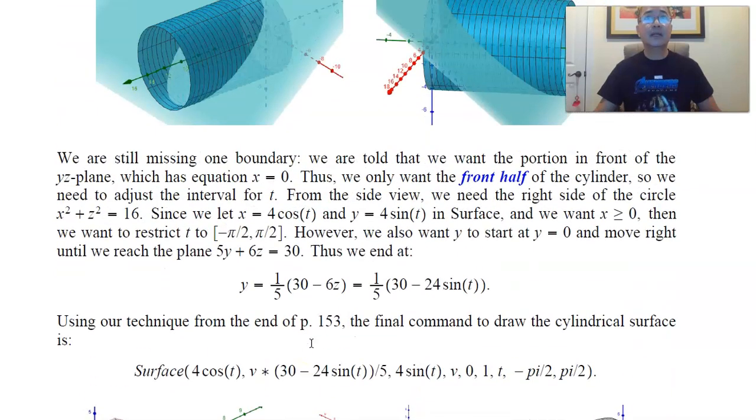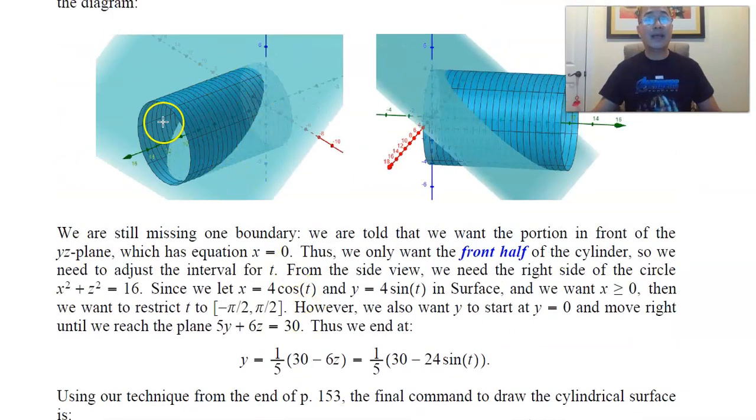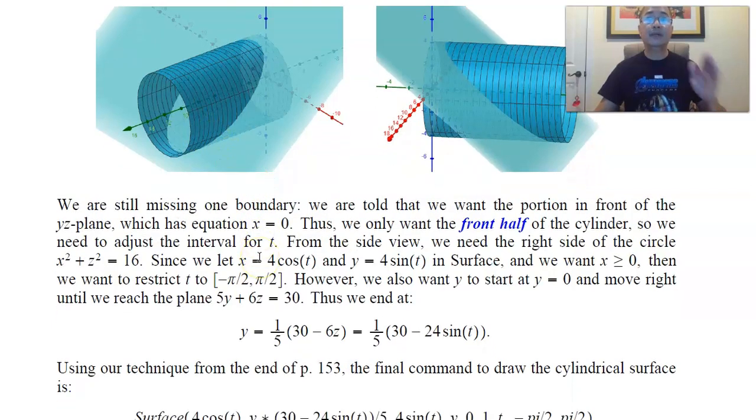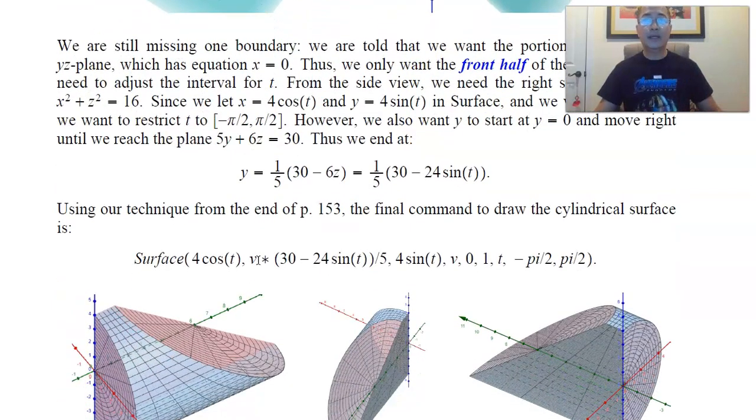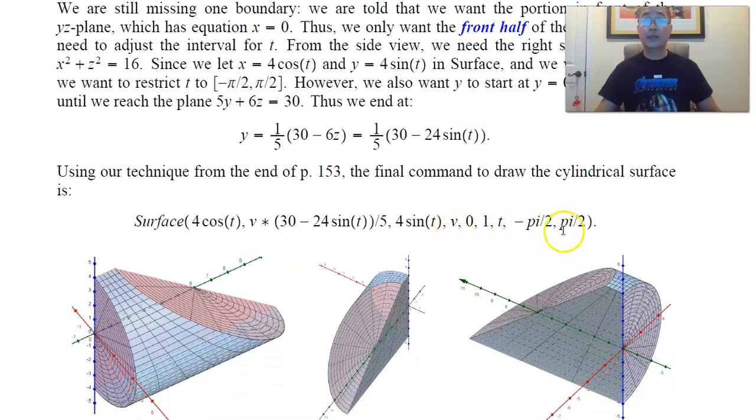Okay, it was a whole can before, but now we're only taking the part to the right, and you do that by restricting the parameter t. So if you want the right half of the circle in x and z, then you'll make your theta go from negative pi over 2 to positive pi over 2. Okay, so let's go to GeoGebra and play with this diagram.